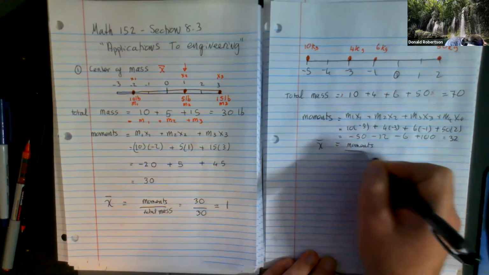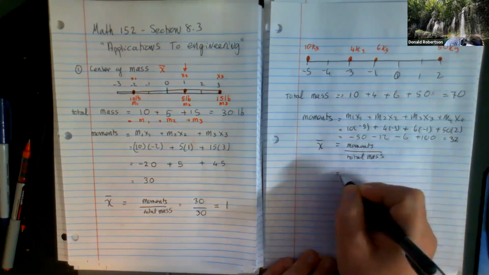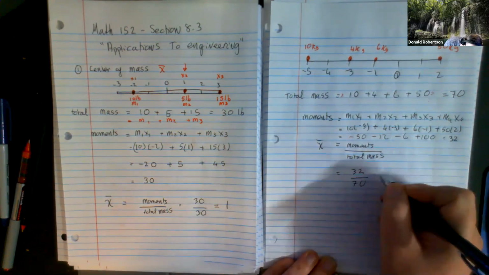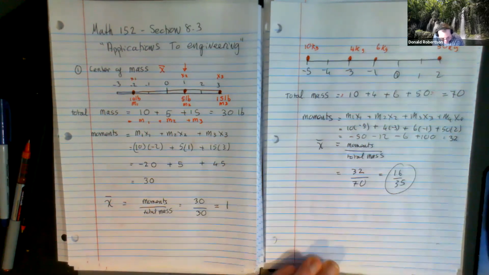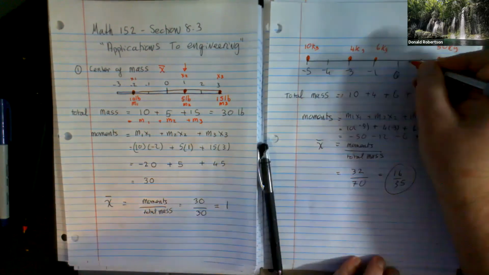So what you get is the moments over the total mass. And the moments are 32, and the total mass is 70, and 16/35. It's quite close to a half. It'd be roughly about here.